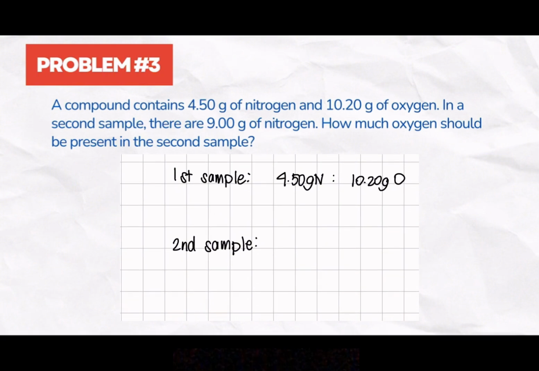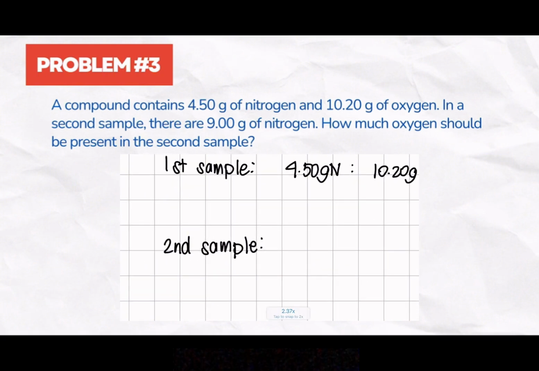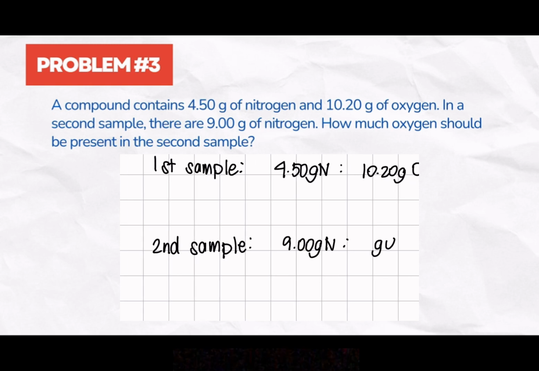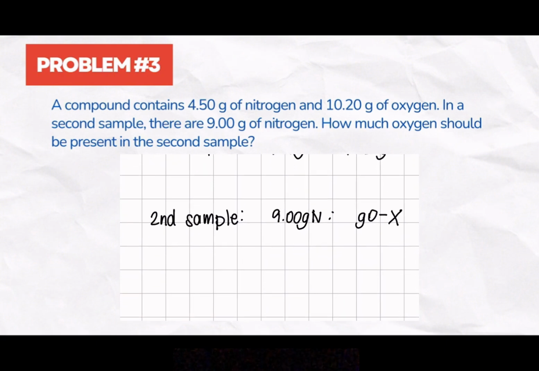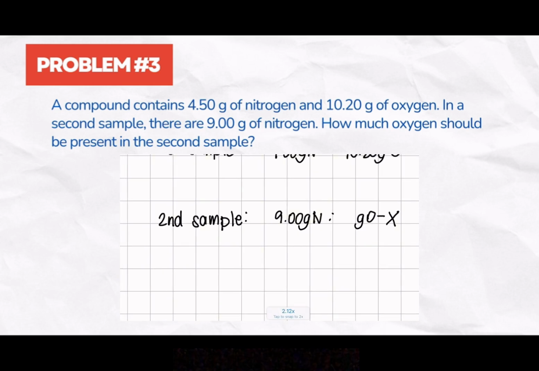The same thing can be said in the second sample. Nagbigay din siya ng grams of nitrogen na 9.00 grams nitrogen. But this time, ang grams of oxygen natin ay missing. So we'll put there a variable x. So ratios can also be expressed in fraction. So sulat natin as fraction ang 4.50 grams nitrogen all over 10.20 grams oxygen.